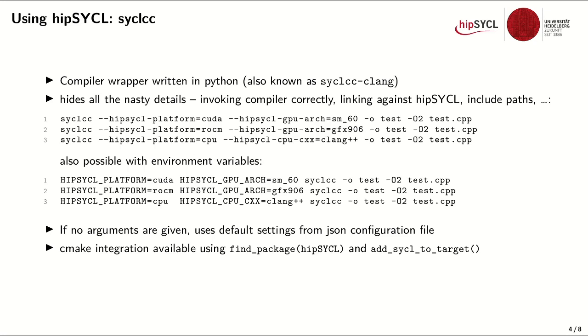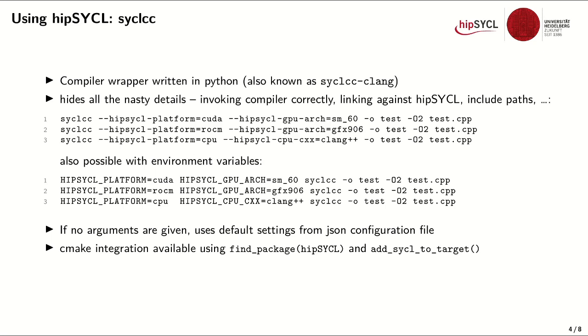syclcc behaves exactly like a regular C++ compiler, so you can use your regular C++ optimization flags and any other flags that you can use, for example, for Clang, with syclcc. In addition, syclcc provides a couple of HipSYCL-specific command line arguments, such as --hipsycl-platform, which can be used to set your target platform to CUDA, ROCm, or CPU, depending on what you're targeting. If you're targeting GPU, you can also use --hipsycl-gpu-arch to set your target GPU architecture. And if you're compiling for CPU, you can use --hipsycl-cpu-cxx to set your CPU host compiler.